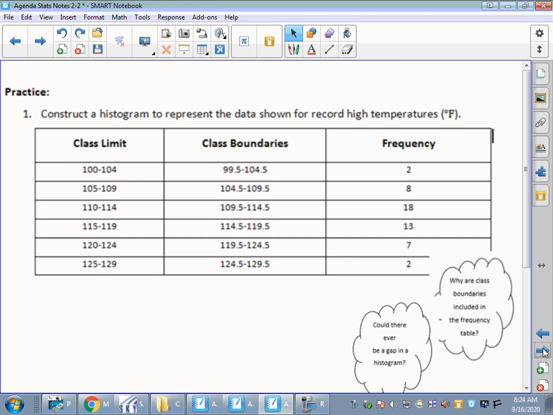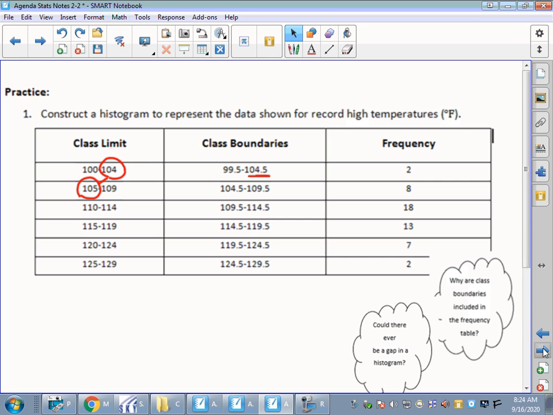So it says to construct a histogram. Notice I've already got a frequency table done. I even wrote in the class boundaries, which I probably should have left blank for you so that you could figure them out. But notice, if this class ends at 104, this class starts at 105, the halfway point is 104.5. So it's always a half above and a half below your upper and your lower boundary.